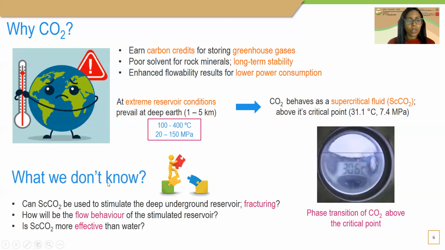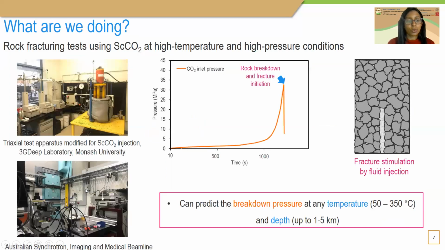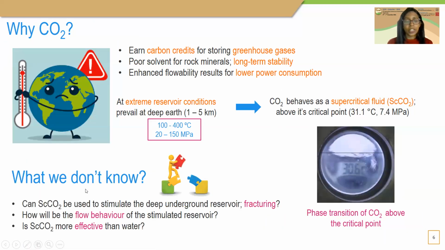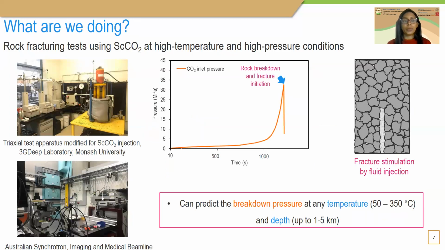So what we don't know about carbon dioxide stimulation. We don't know whether supercritical carbon dioxide has the ability to create a deep underground reservoir. And if it has this ability, we don't know about its flow behavior. And mainly, whether supercritical carbon dioxide is more effective than water. These are my concerns. So what did I do?